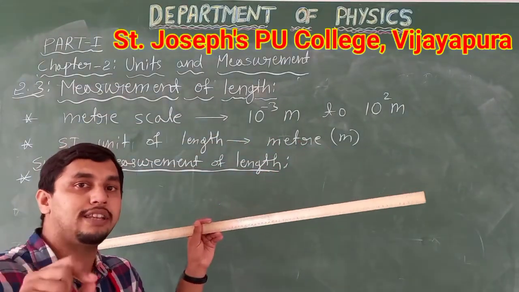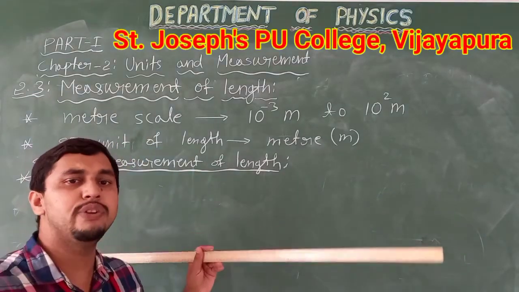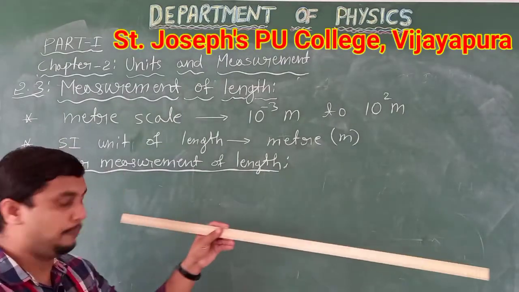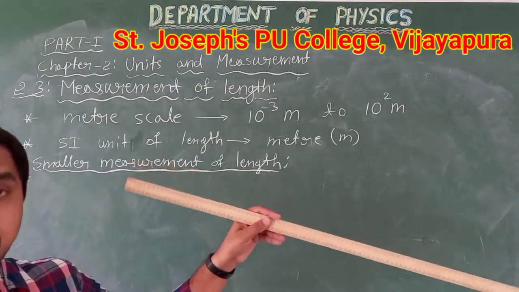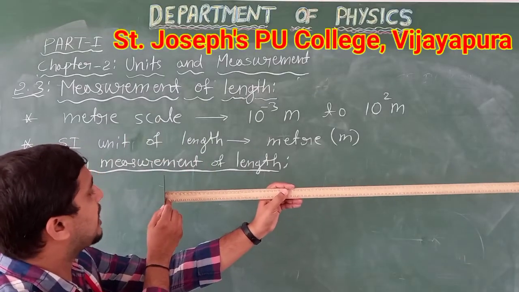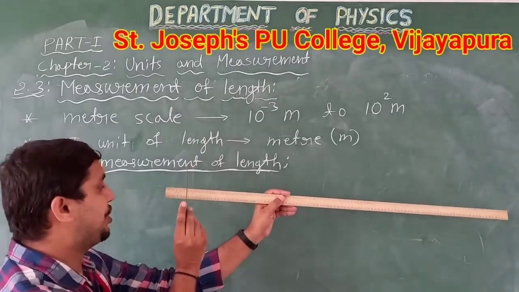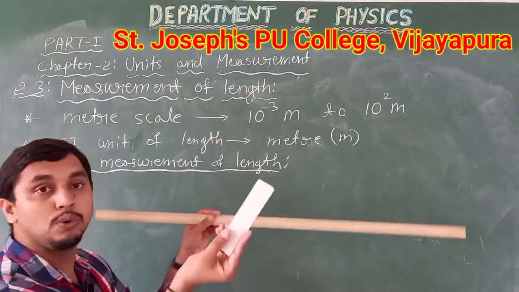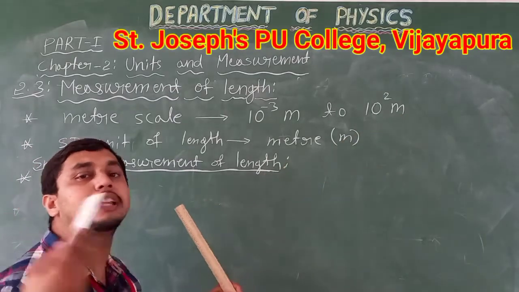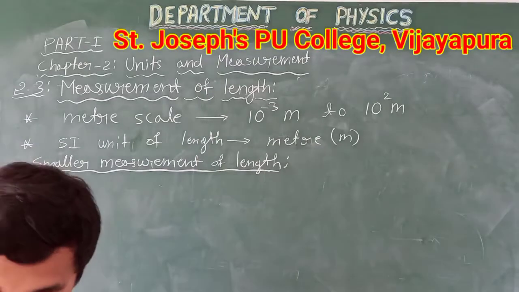So the thing is, we will go for another device which is used to measure the length. So for example, if I am unable to measure the thickness of the sheet by using this meter scale, what I have to do? I have to replace this measuring device. I have to take another measuring device. So what is the name of that device?